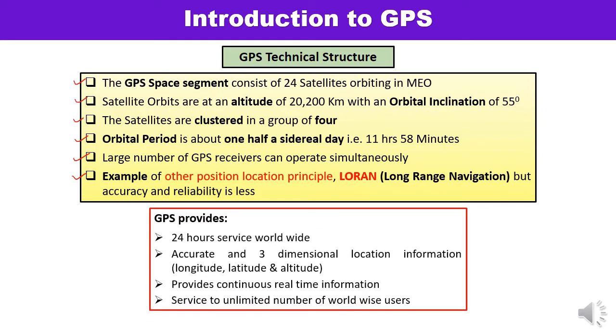GPS provides us 24-hour service worldwide. It is very accurate and gives three-dimensional location information. Three-dimensional location information is what? Longitude, latitude and altitude. And it provides continuous real-time information. All of us are observing it. And it can serve an unlimited number of worldwide users. The number of users is not limited; an unlimited number of users can get services with the help of GPS.